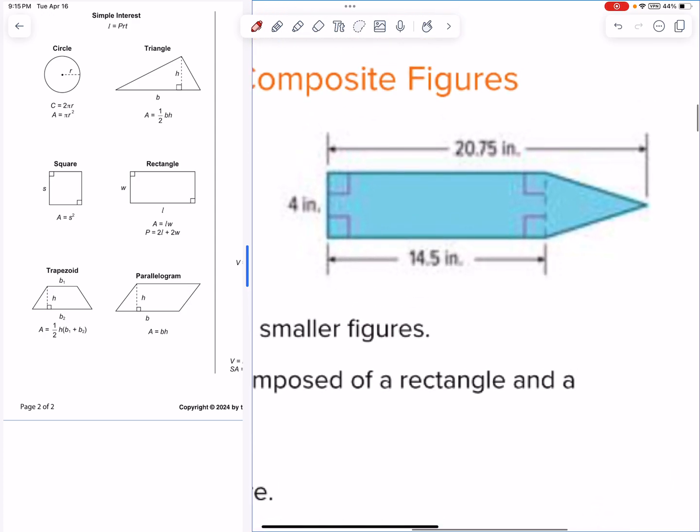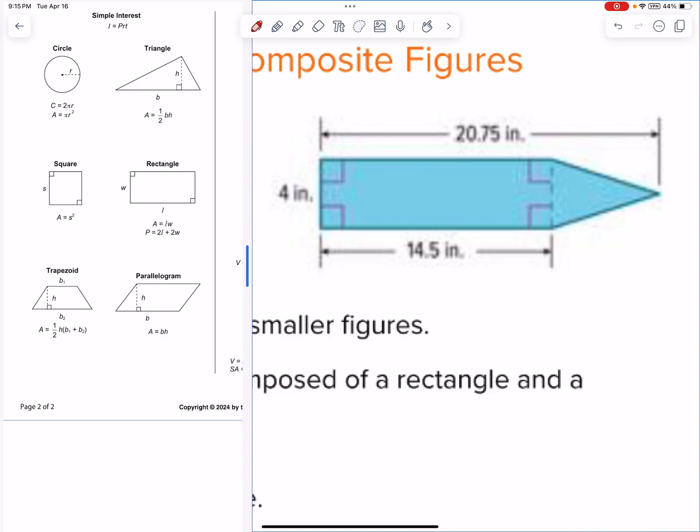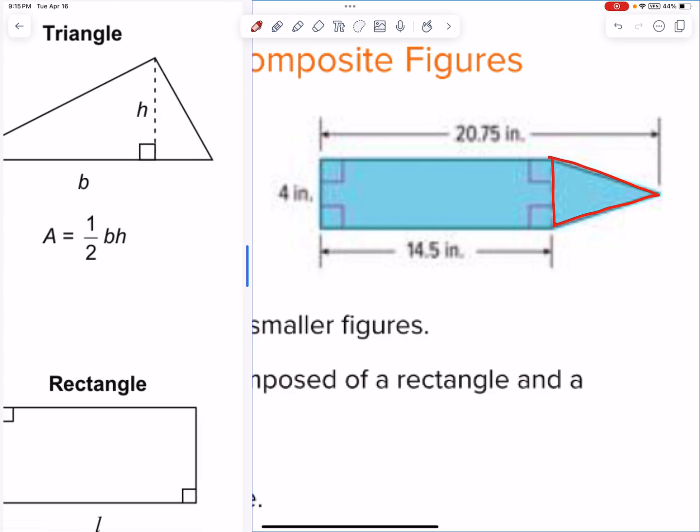All right, so let's go ahead and try this out. When we have this funky composite figure, you do have to do some logical thinking. We can see the triangle here, and then we can look at the triangle formula, which is 1/2 base times height. But you are going to have to figure out some things, like what is the base? Well, the base is 4 inches, because I see it parallel to it right here.